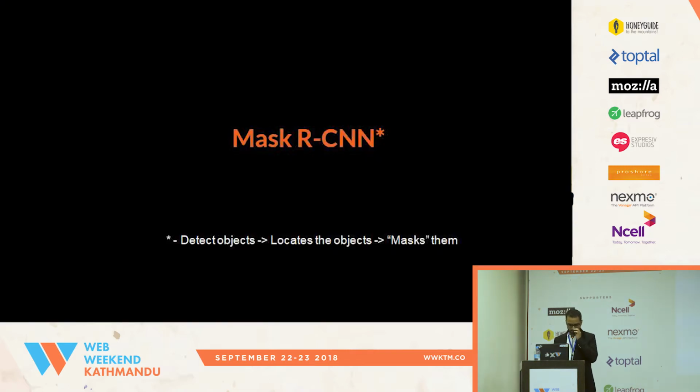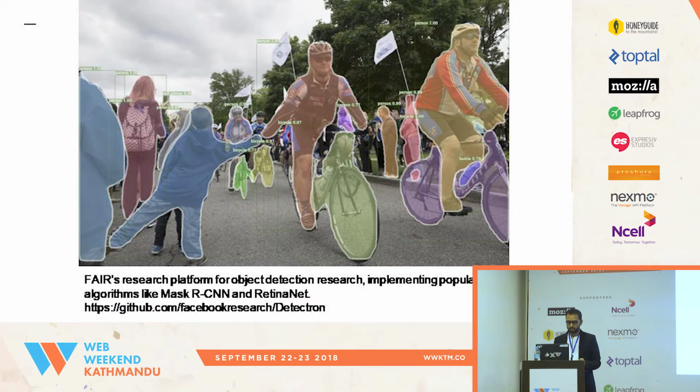We also have something called Mask R-CNN, and this is the state of the art so far. What it does is it detects the objects, locates the objects and masks them like this. So it's actually masking your entire architecture, like you have a bicycle or a person, with the probability values. This is extracted from FAIR, the Facebook AI Research platform, called Detectron. Heard about that? It was open sourced three months ago and created a lot of buzz at that time.